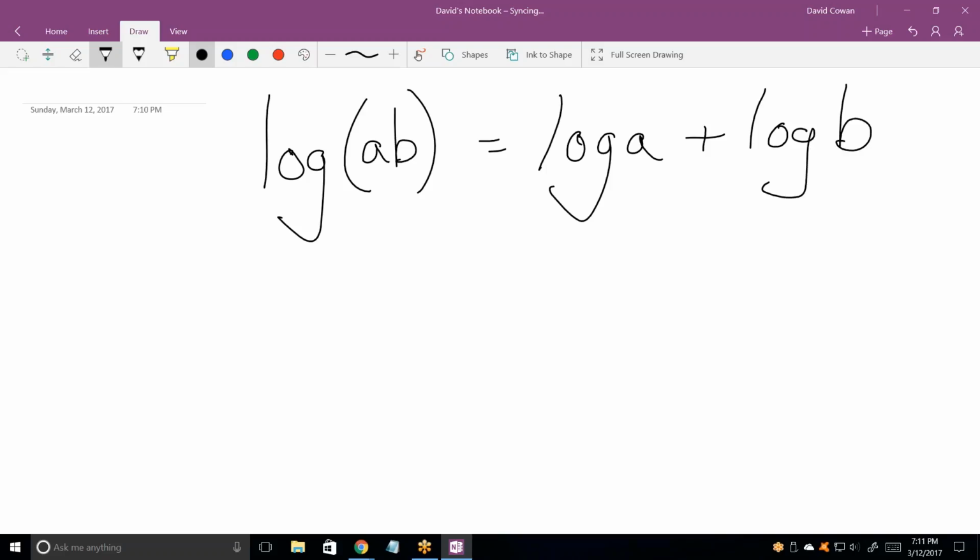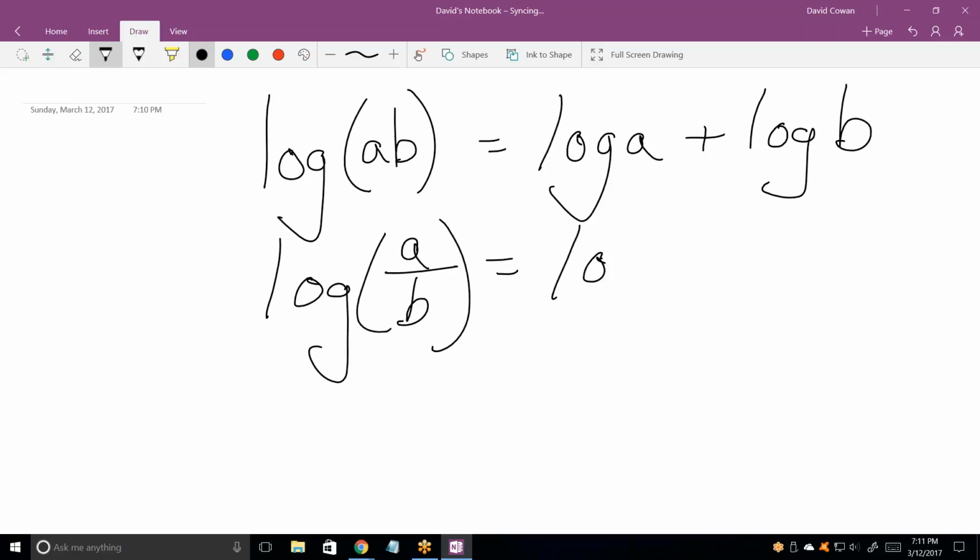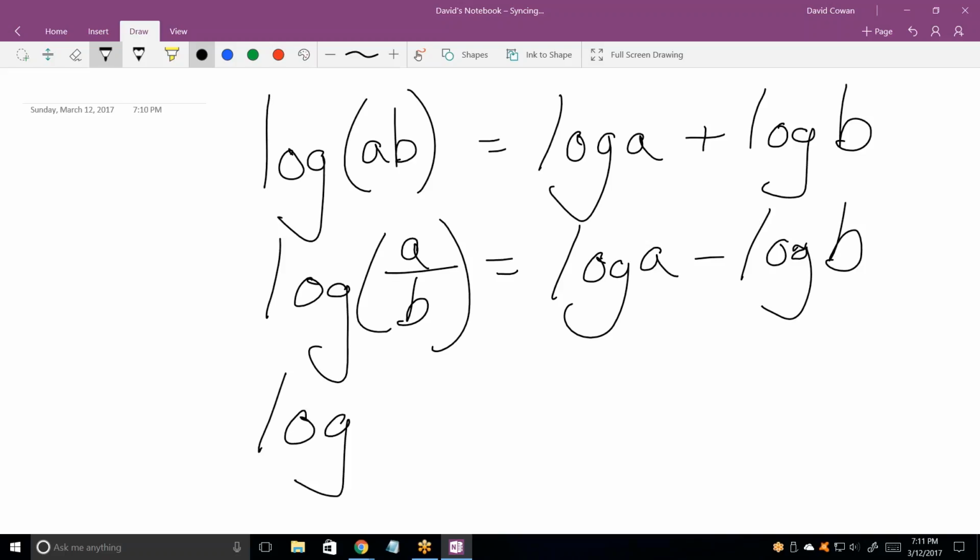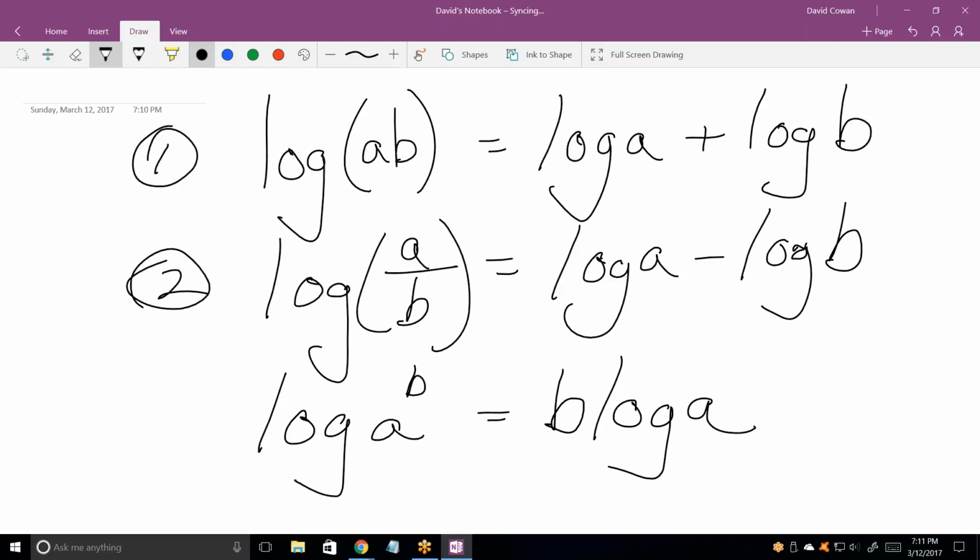It's kind of a magical property of logs that allow a slide rule to work, all kinds of cool stuff. And the third one is the log of A raised to the B power equals B times the log of A. And this might be the most important one of the 3. It's the third one.